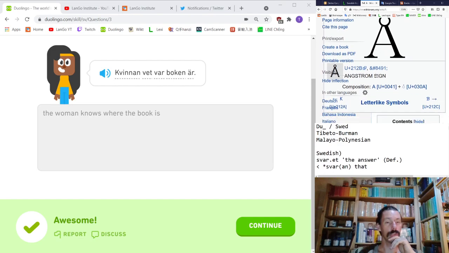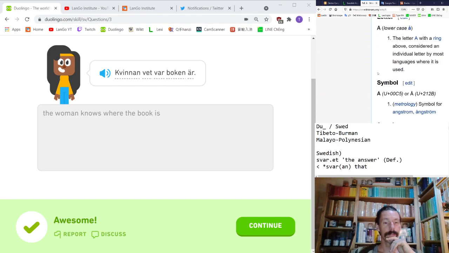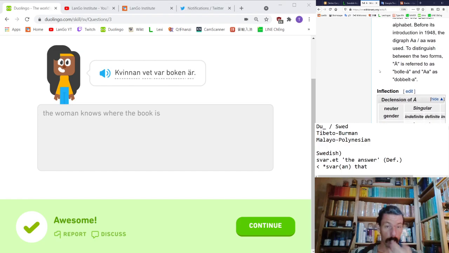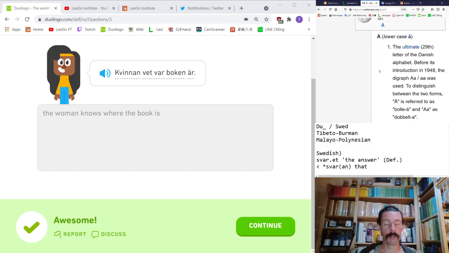Looks like an Egyptian symbol in it. Letter A with a ring above, considered an individual letter by most languages where it is used. Okay, there's a little bit of a story here for Danish. The ultimate letter of the Danish alphabet. For its introduction in 1948, the digraph AA was used. Oh, interesting. So it's kind of like the enya in that the circle is an abbreviation of doubling a letter.